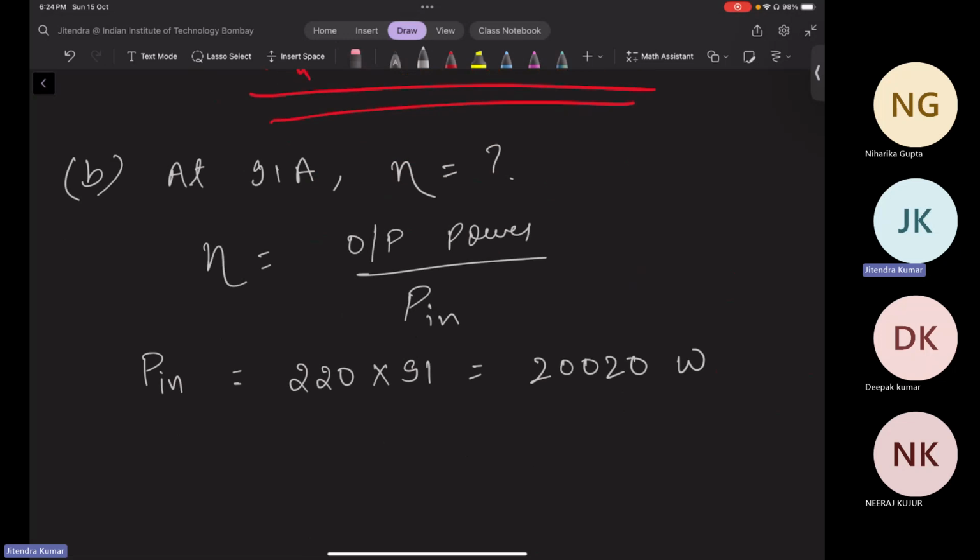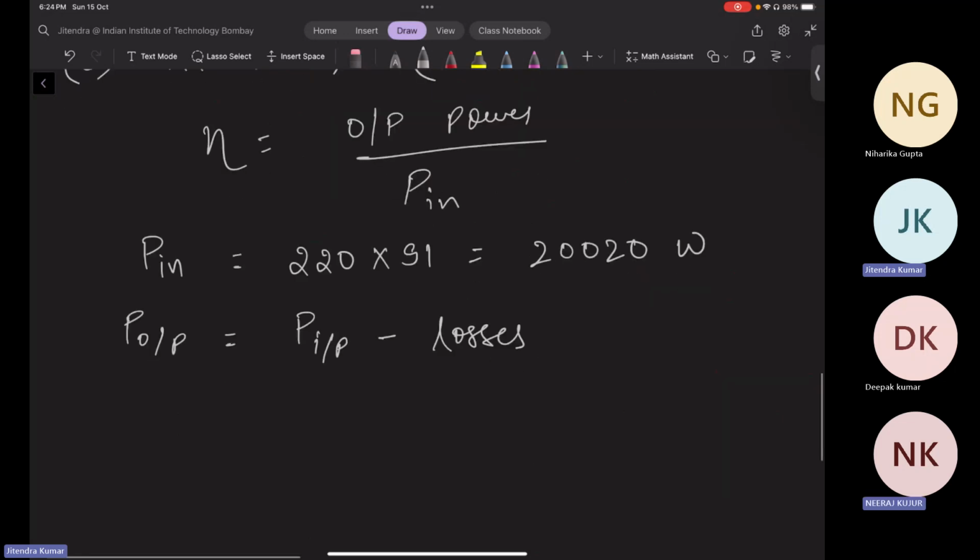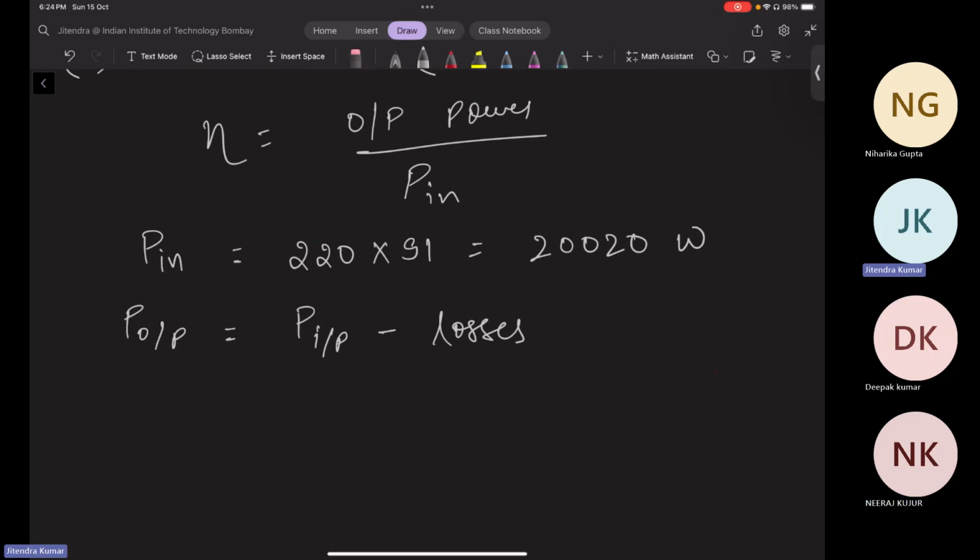Now, to calculate output power, we have to do P input minus losses. Now, this is the only tricky part. What will be the losses at this current? Because earlier we just found the losses and divided it by 2. But now we will have different sets of losses. So first thing, we will go step by step. We will segregate all the losses. One will be the armature loss, armature copper loss.